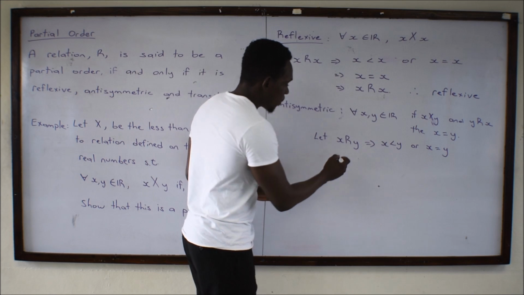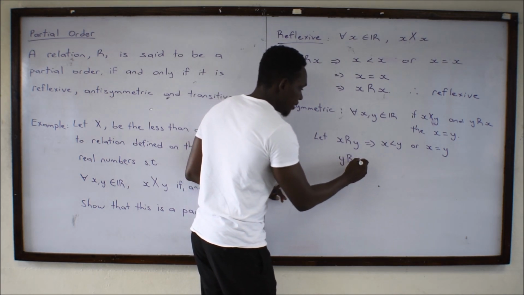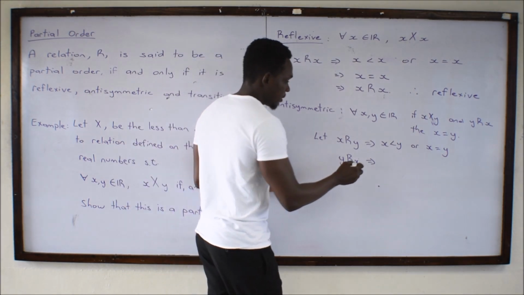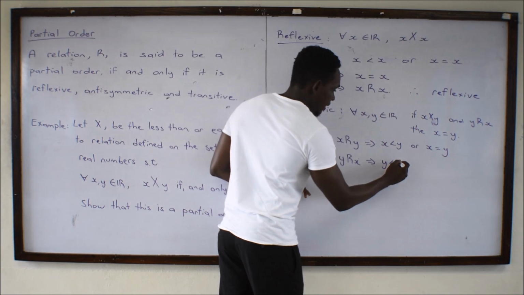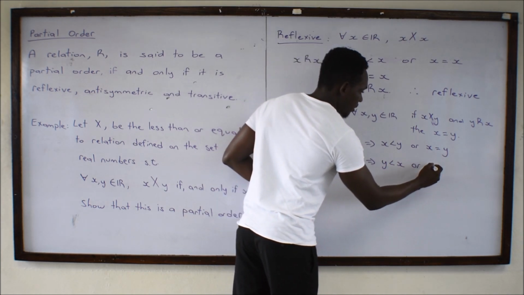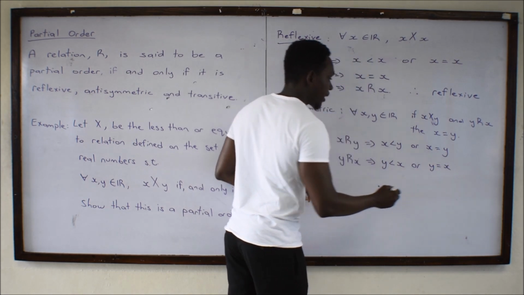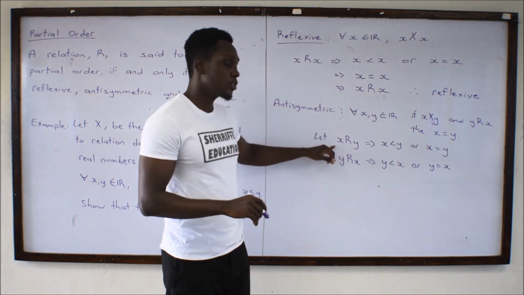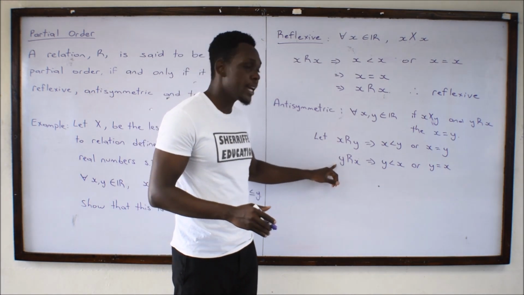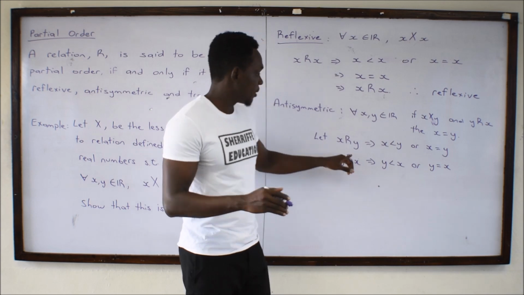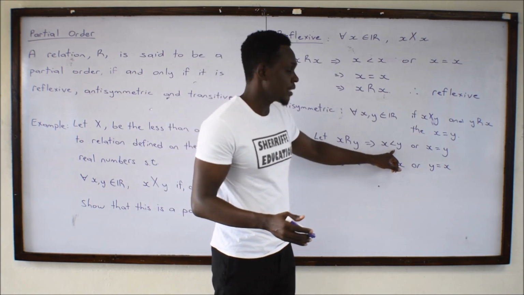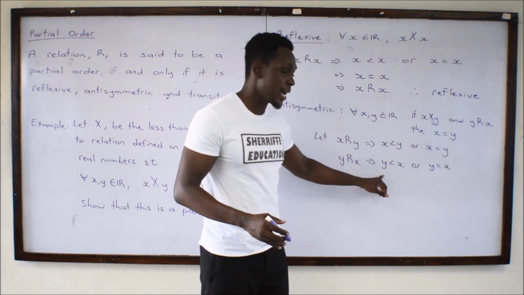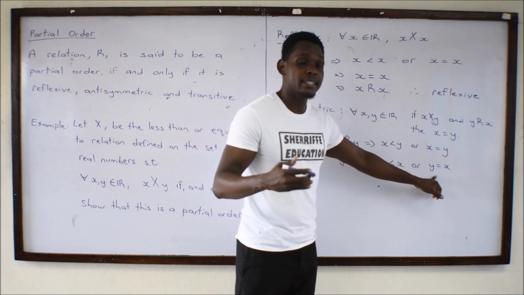We're also going to let Y be related to X. And this also tells us two things. It tells us that Y is less than X or Y is equal to X. Now remember, we need both to happen. We need X to be related to Y, and we need Y to be related to X. Now if X is related to Y, it means that X is less than Y or X is equal to Y. If Y is related to X, it means that Y is less than X or Y is equal to X.